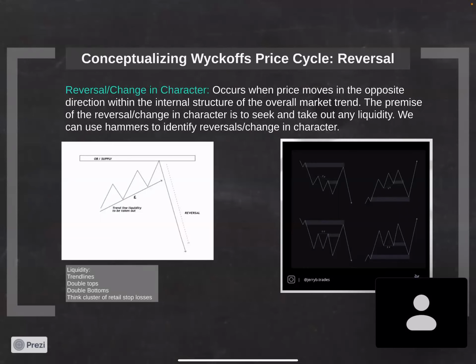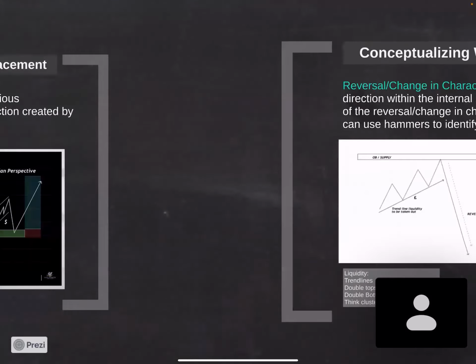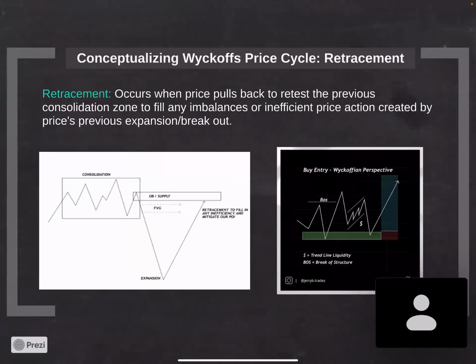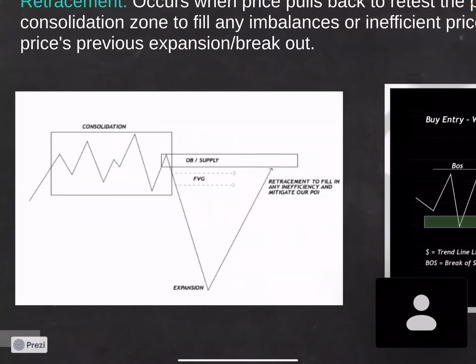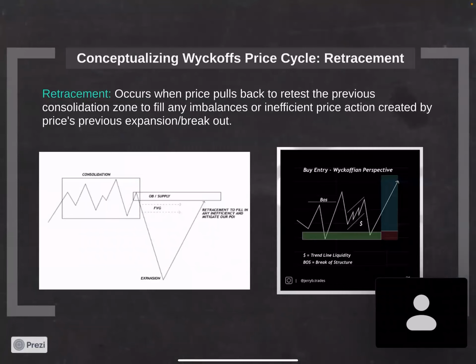So now we have our reversal or change in character. The reversal is going to occur whenever price is moving in the opposite direction within the internal structure. So in the previous example, if we were to trade in the opposite direction after we had the initial break in structure out of this consolidation phase to target the fair value gap at the most extreme supply, we want to see a change in character.